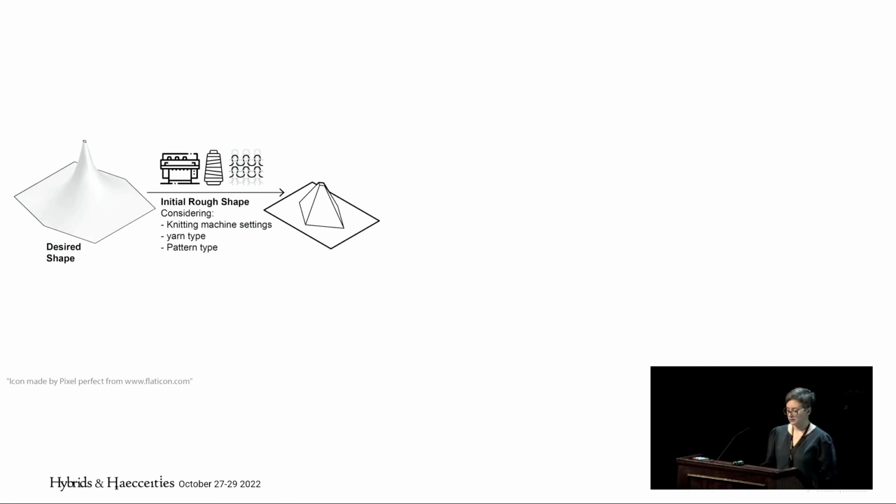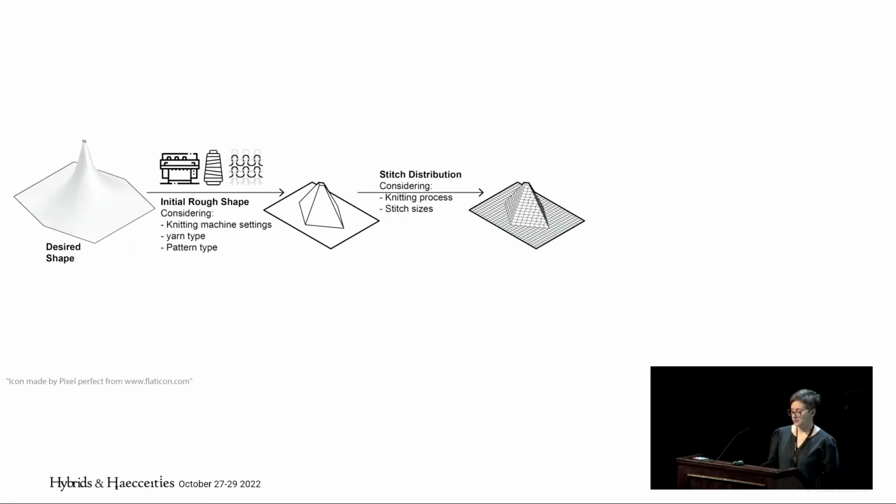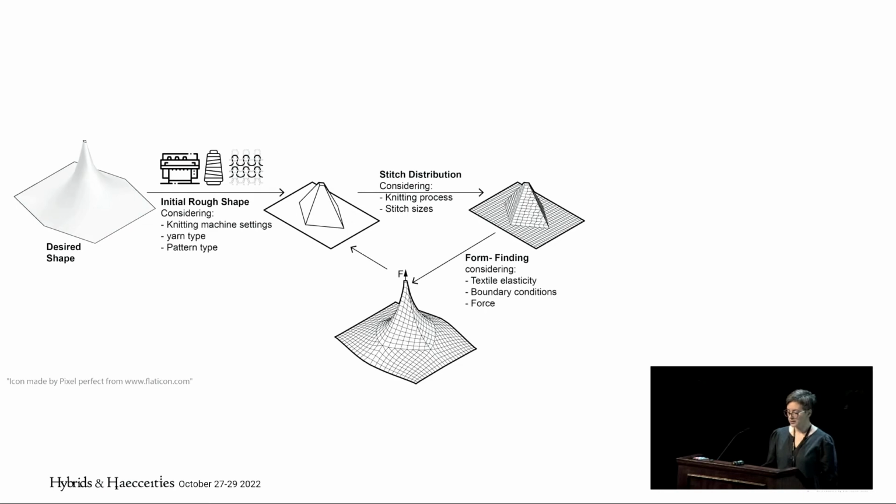One can design a rough initial shape considering the effect of the knitting machine settings, yarn type, and knit structure. In the second step, stitch distribution based on the knitting process and stitch sizes define the overall size of the initial mesh. Then comes the form-finding process, which requires defining the boundary conditions, forces, and textile elasticity properties.